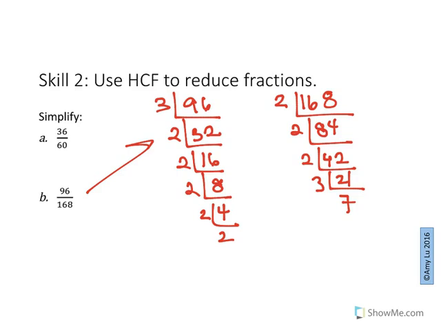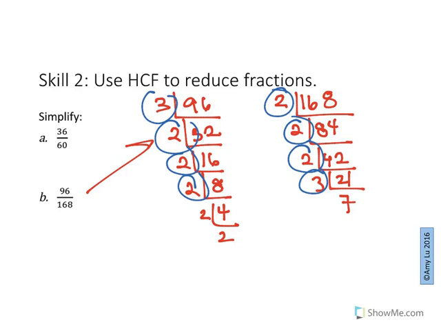So let's circle the things they have in common. We know that they have a 3 in common, they have a 2 in common, and they have another 2 in common, and another 2 in common. So meaning their highest common factor is going to be 24.